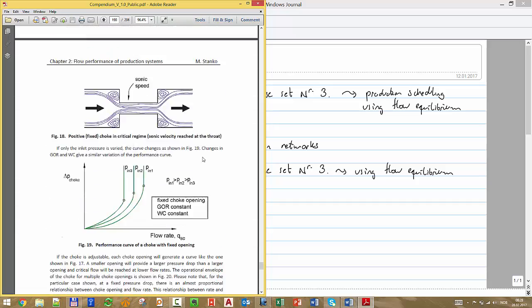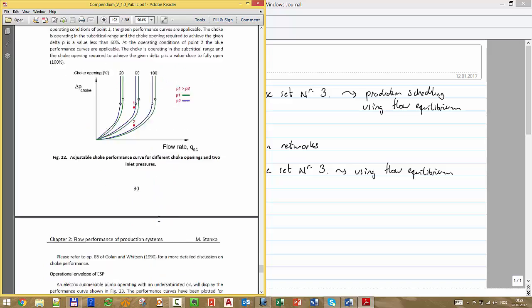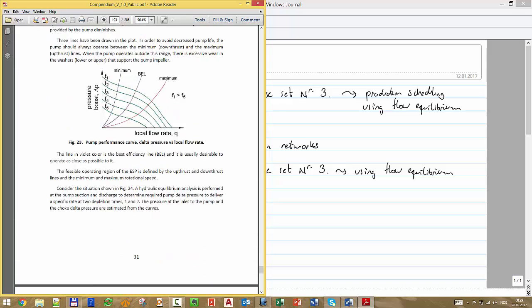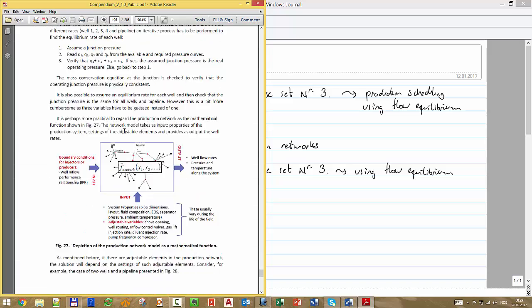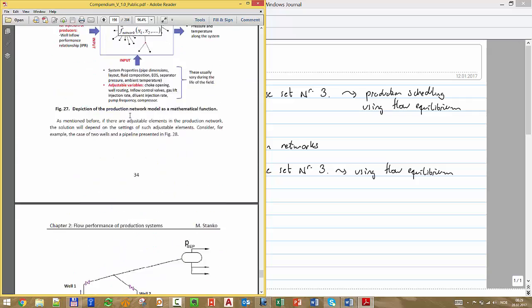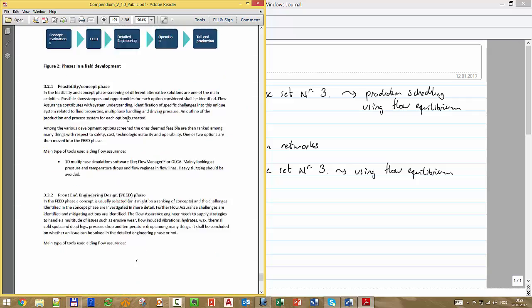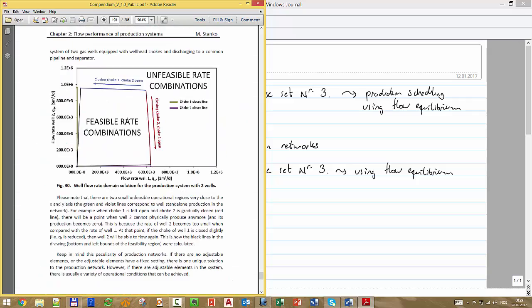And then some comments that we didn't discuss. What happens when you have a choke? How is the operational map of a choke? How is the operational map of a pump, that we are going to discuss later? And then we go to networks. So if you want, you can also complement the discussion we are having here just by reading these pages.